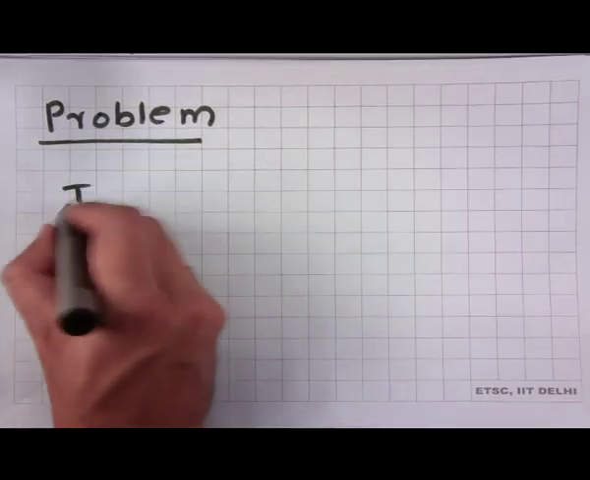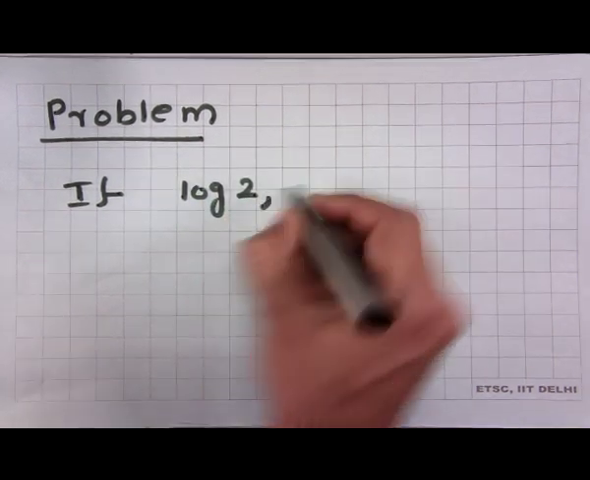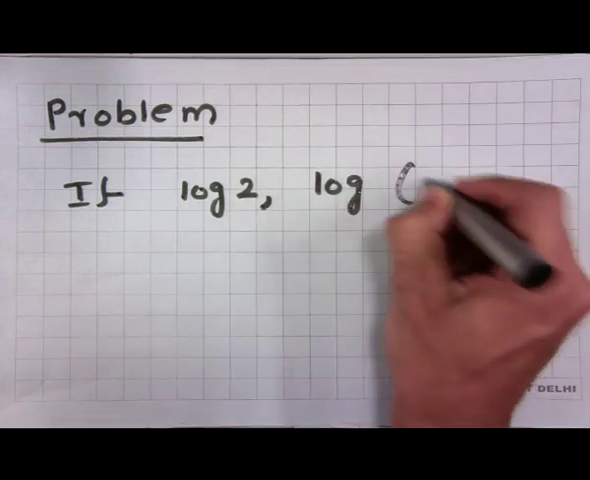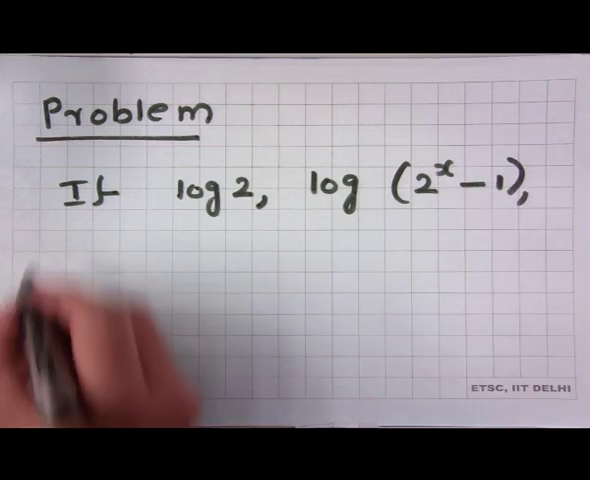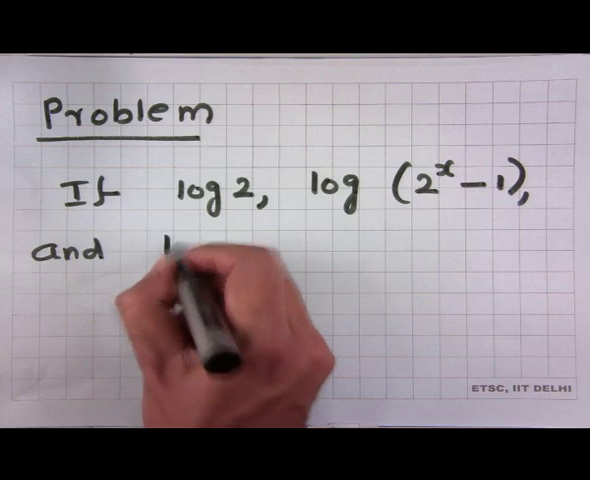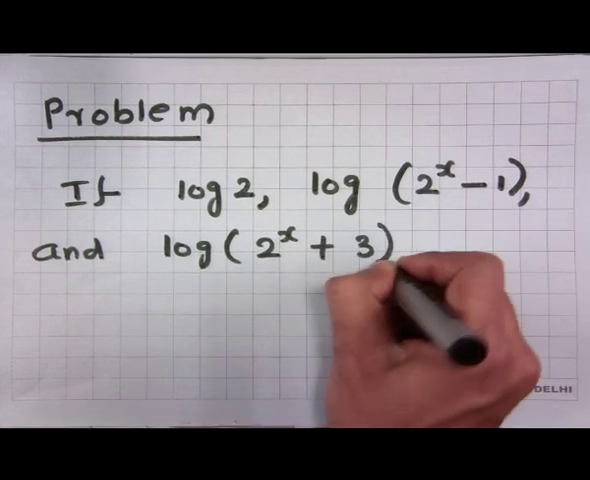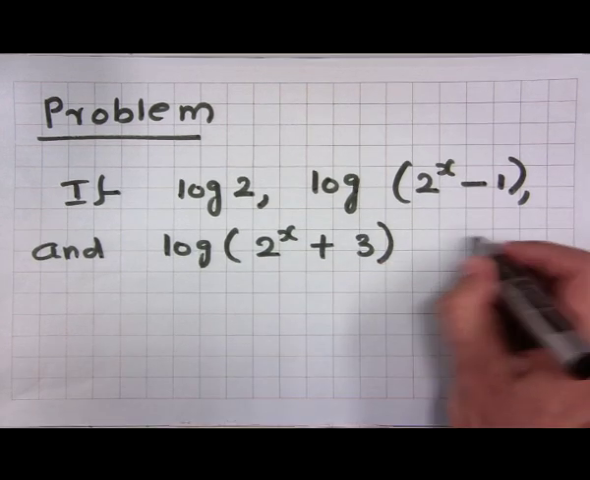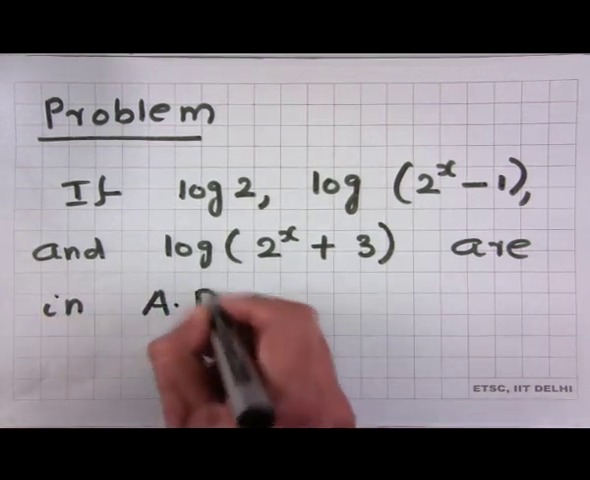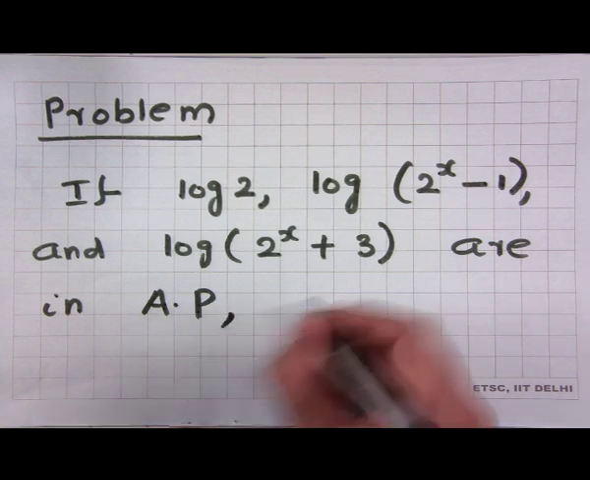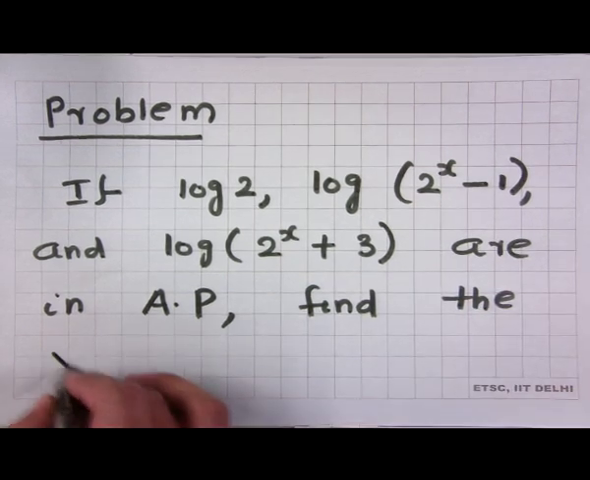If log 2, log of 2 power x minus 1 and logarithm of 2 power x plus 3 are in AP, find the value of x.